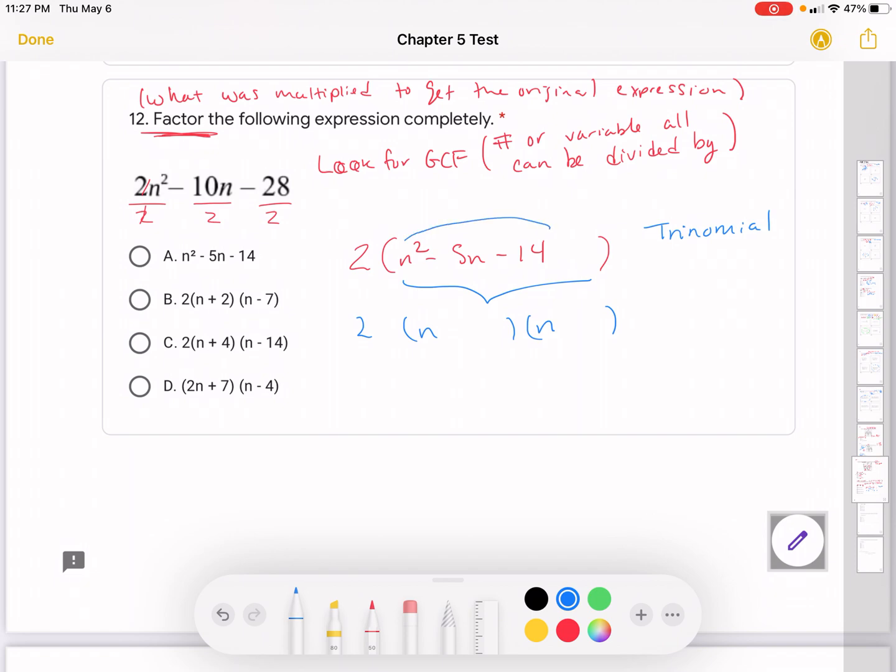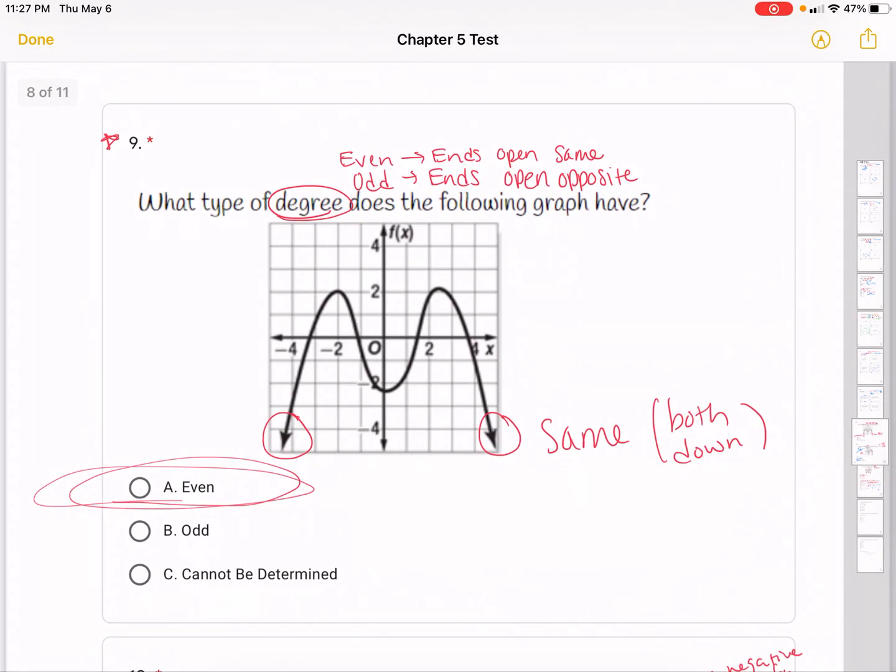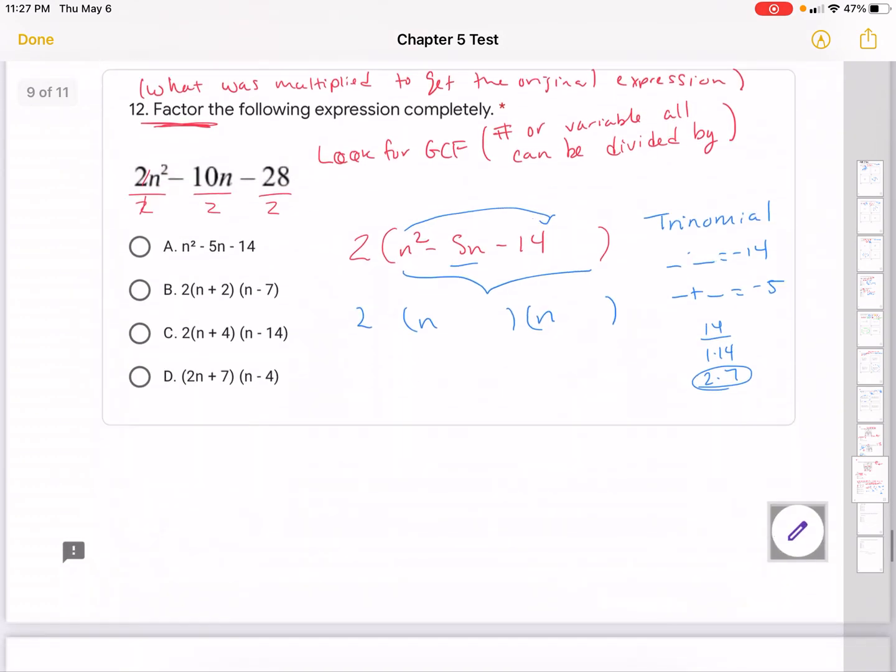So I use my last number. So blank times blank is negative 14. Then blank plus blank is the middle number, negative 5. So I make a list of numbers that gives me 14. And I want to see which of those I can add or subtract to get a 5. I can do, if I want negative 5, 2 minus 7. So that means my numbers are going to be a 2 and a negative 7.